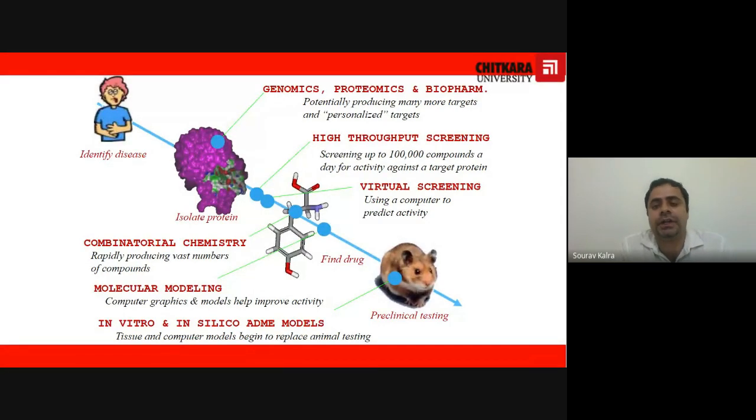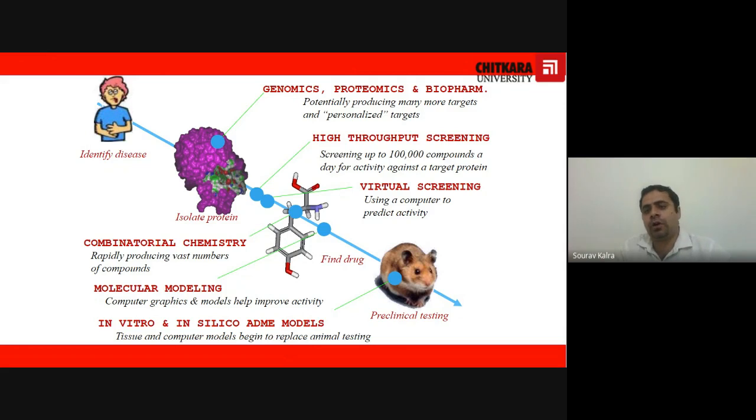EGFR is there, CDKs are there, cyclin-dependent kinases, and for cancer, VEGFR kinases. There are totally 588 kinases in our body. We are hardly targeting only 5 to 7 kinases for cancer, like VEGFR, mTOR, EGFR, CDK. We are hardly exploiting these targets, but there are many more targets that can be exploited for anti-cancer drug design.